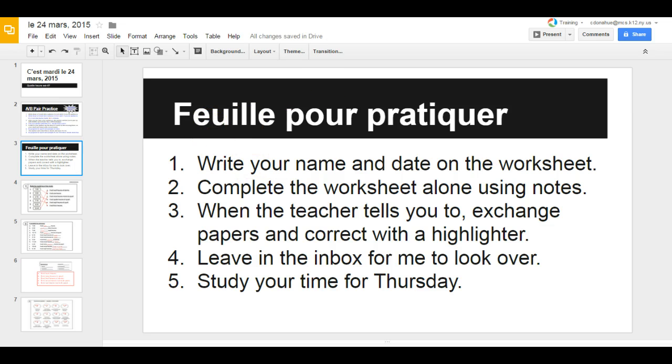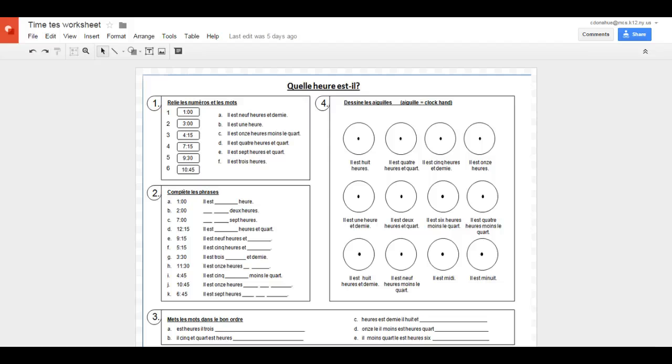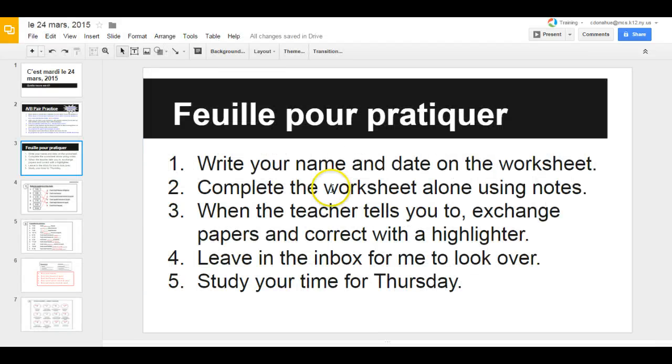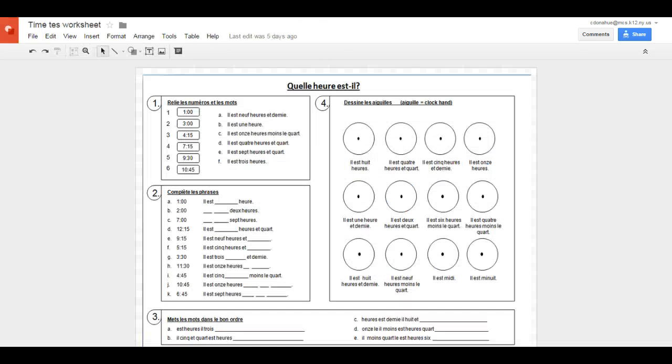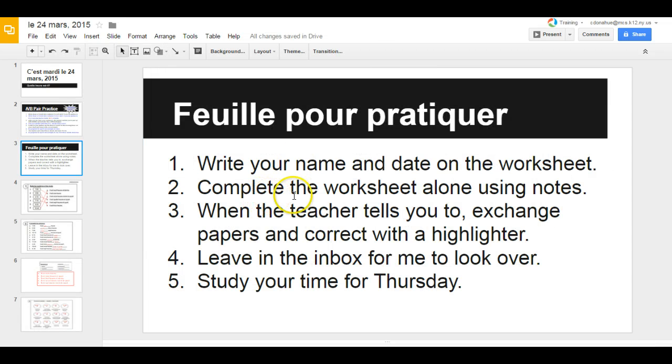When you get your sheet of paper that looks like this, you are going to write your name and date on the sheet at the top. You're going to complete the worksheet alone, quietly, using your notes. If you cannot complete it quietly alone, you can stay after school today and work on it. When the teacher tells you to, hand it to the person behind you and correct any mistakes with a highlighter.